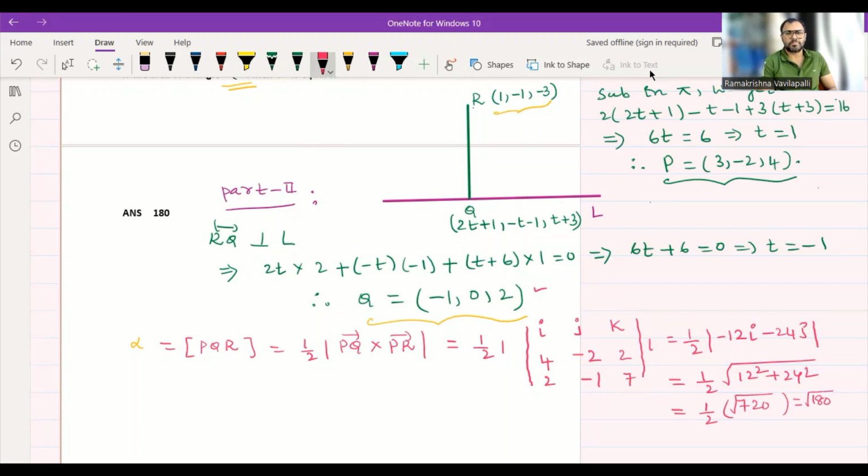So therefore, alpha square equal to 180. So this question is an excellent question, but it takes minimum 4 to 5 minutes to complete the question.